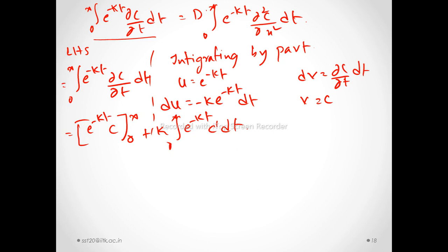So applying the boundary condition, we get 0 minus c of x comma 0 plus k into c. Then the LHS is equal to k into c. Then consider the RHS.